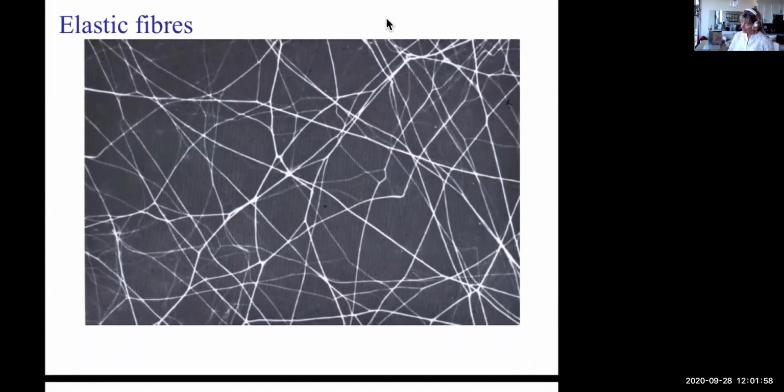Elastic fibers are quite thin. They're coated with glycoprotein. And they are elastic. So those are the fibers that are elastic enough to pull your skin, but are strong enough to keep from breaking.